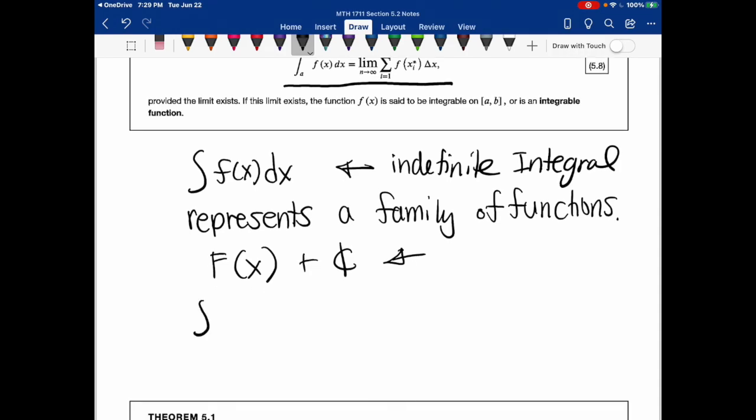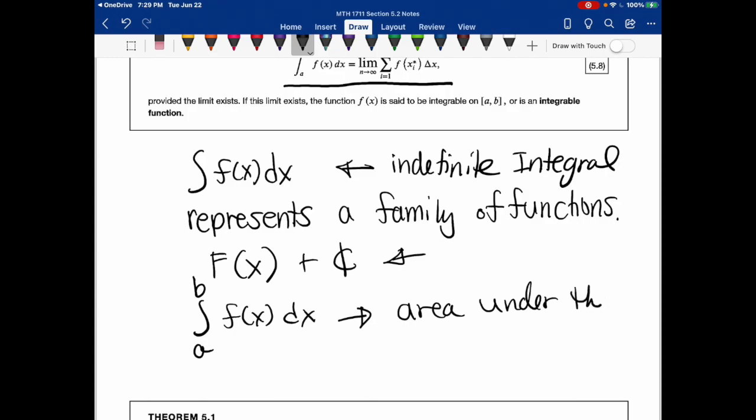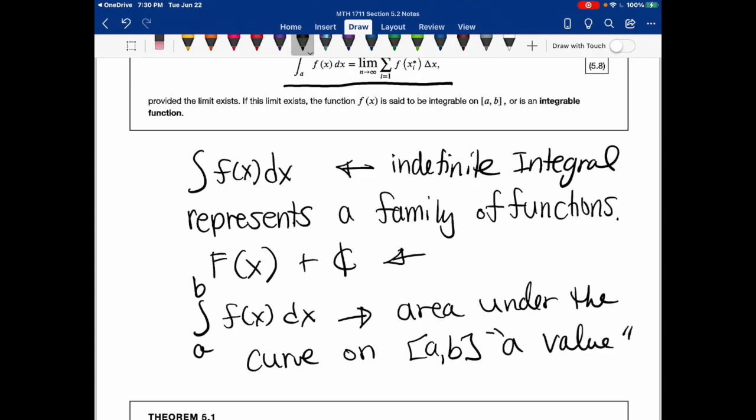Now, with the definite integral, we're on some interval from a to b. We're actually finding the area under the curve on that interval. So when we find that, we're actually finding the area under the curve on the interval from a to b. So this is going to represent a value, not a family of functions. You're actually going to get a numerical value for a definite integral.